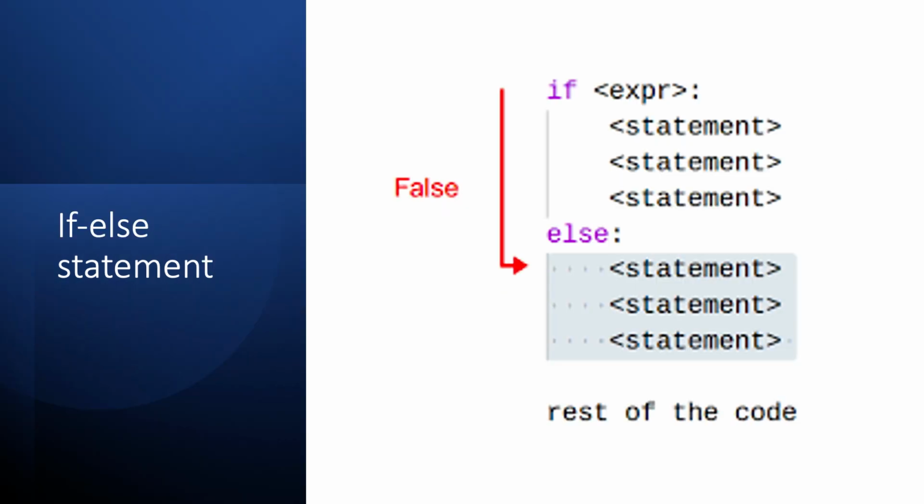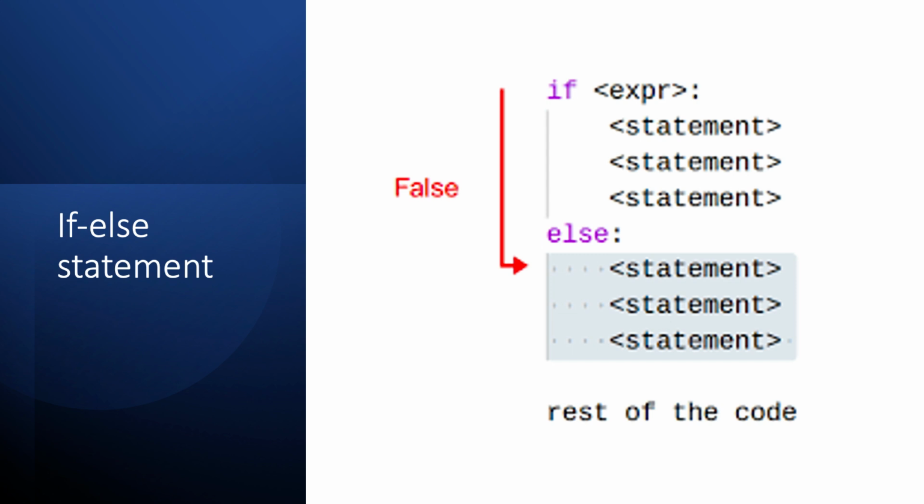This slide explains the structure and logic of an if-else statement in Python. The if-else statement is used to execute one block of code if a specified condition is true and another block of code if the condition is false. The diagram here presents the syntax and flow of an if-else statement. It begins with the if keyword, followed by the condition expression. If this condition evaluates to true, then the statements within the if block, which is the indented code under the if expression, are executed. But if the condition evaluates to false, then the program follows the red arrow to the else block. Now the else block contains its own set of indented statements, which are executed when the condition is false.